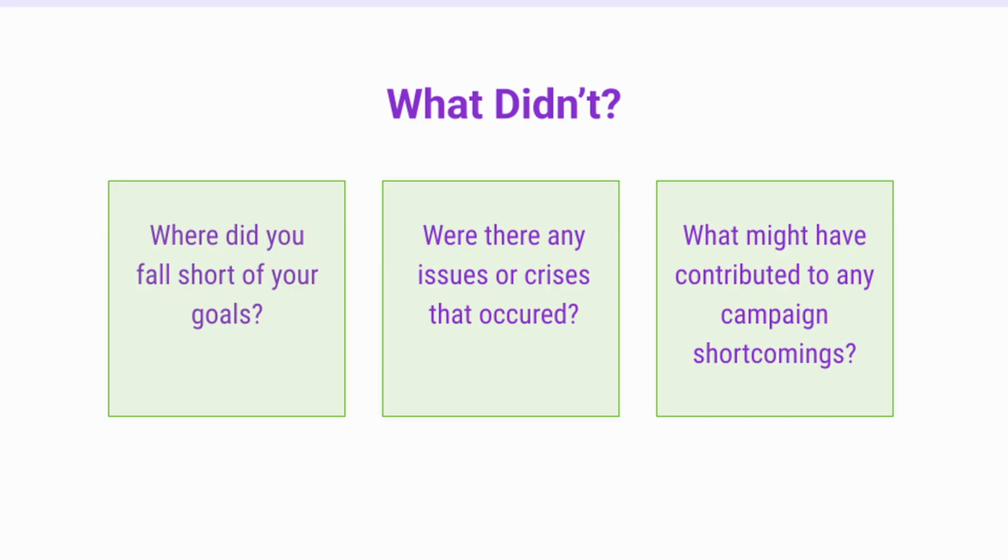On the flip side, what didn't work? Where did we fall short of our goals? Were there any issues or crises that occurred? What may have contributed to the campaign shortcomings? Perhaps our targeting was off, or our content wasn't engaging enough because we used AI-generated images instead of real images. We'll continuously analyze data, adapt to algorithm changes, and experiment with new content formats. The digital landscape is dynamic, and our strategy must be equally flexible to remain effective.